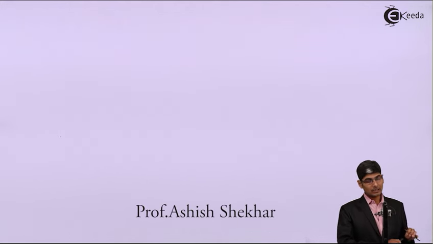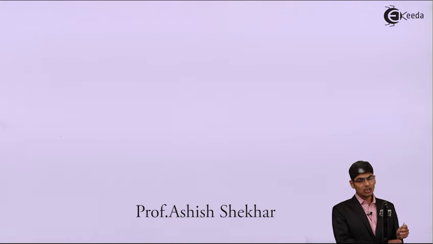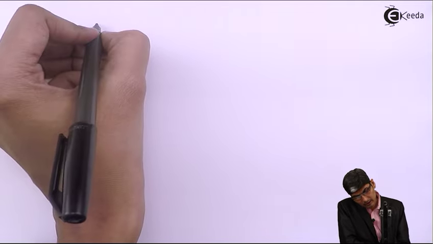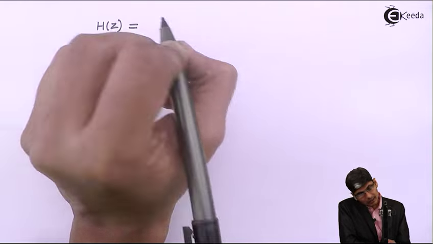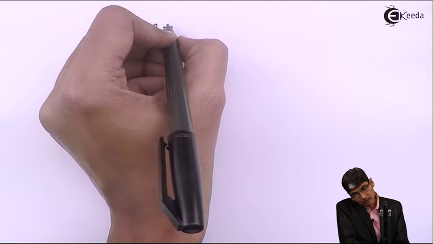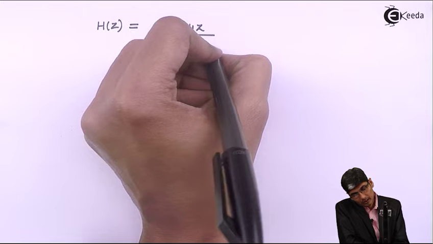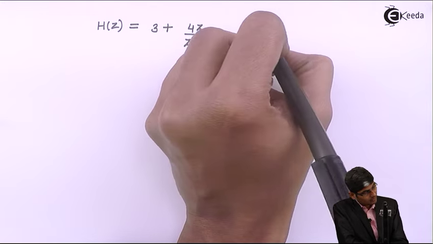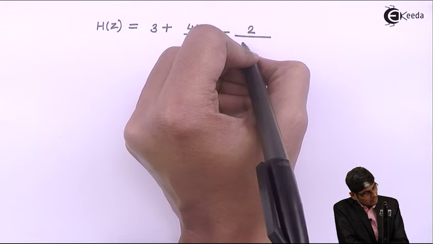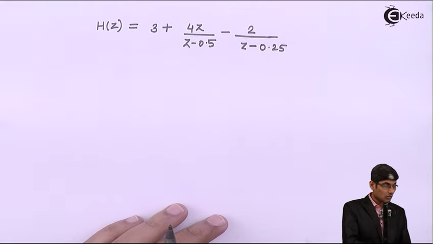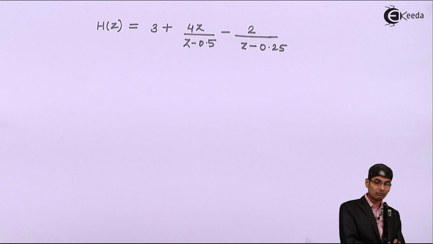Hi friends, today let us see a problem on how to implement a direct form 1 structure. So in direct form 1 structure, let us take a problem for today as this: H of z equals (3 + 4z)/(z - 0.5) - 2/(z - 0.25). So now we actually have a problem given in this form.